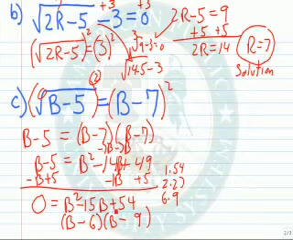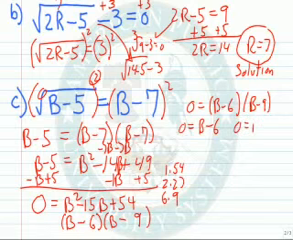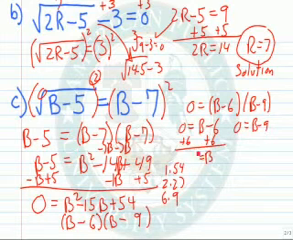So if we FOIL this, we get here. So we have 0 equals b minus 6 times b minus 9. So either 0 equals b minus 6 or 0 equals b minus 9. If we add 6 to both sides of this equation, we have b equals 6 is one answer. If we add 9 to both sides of the equation, we have b equals 9. So these are our two answers.